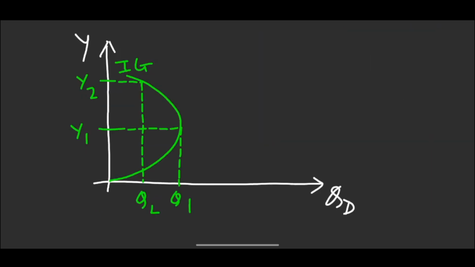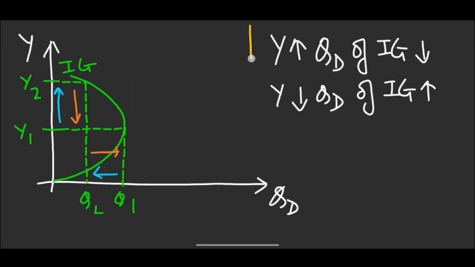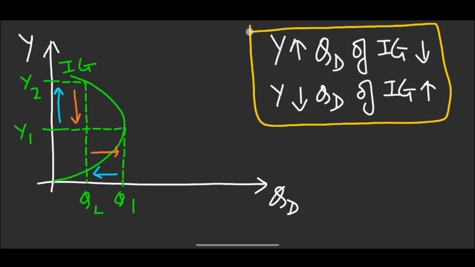This diagram represents the inferior goods curve. Now, when income increases, the demand for inferior goods falls, and when income decreases, demand for inferior goods rises. Again, I have written it here for you all to understand and clear the concept.